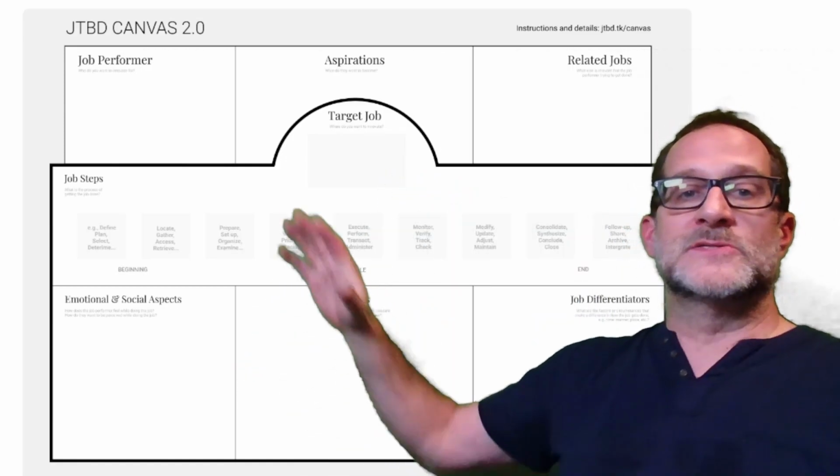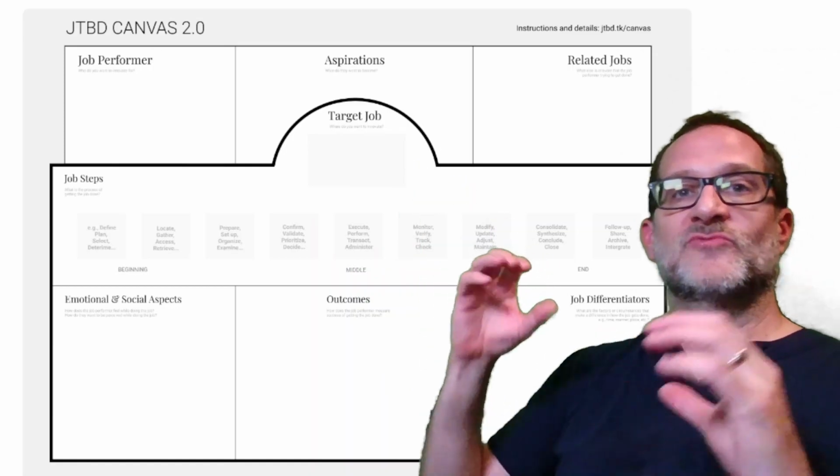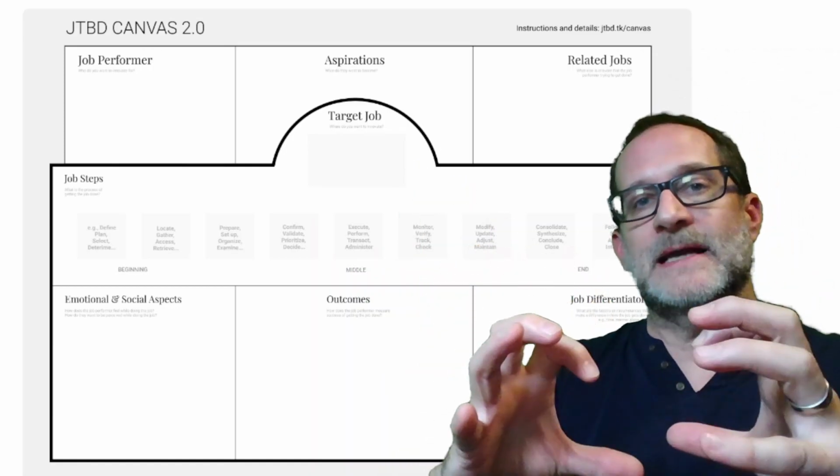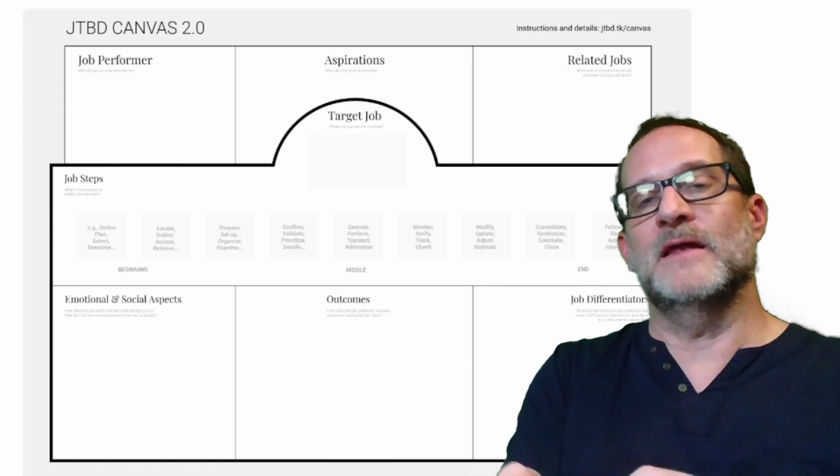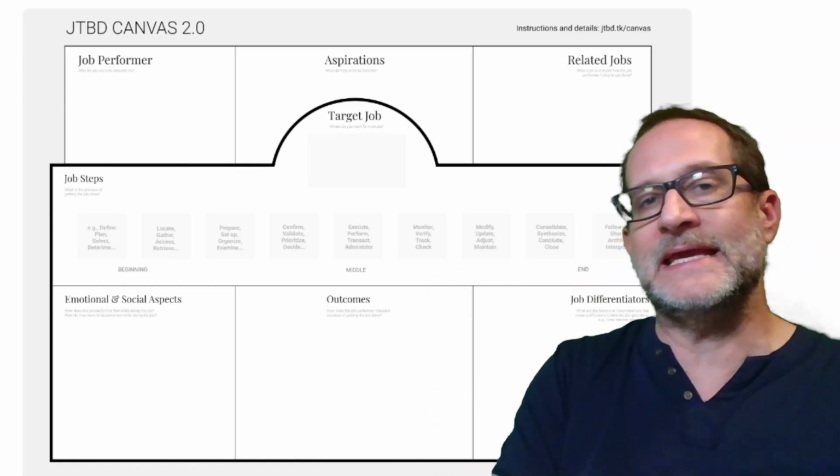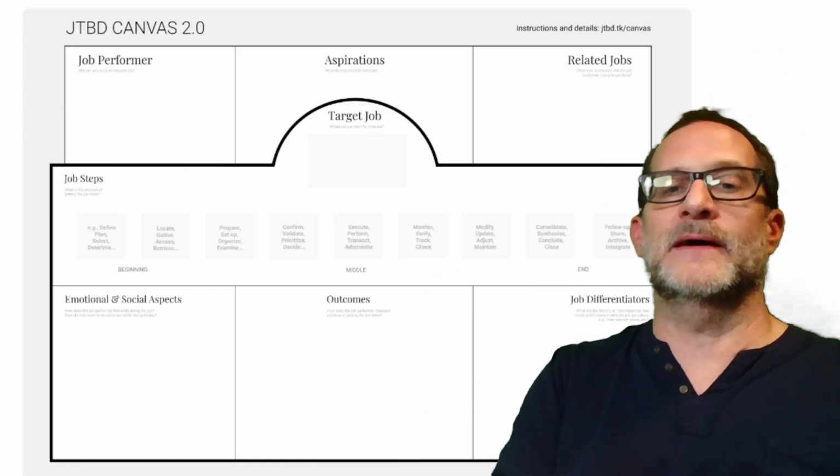So the Jobs to be Done Canvas is really focused on helping you sort and separate the elements of jobs to be done, that categorization that is so key to getting the most out of jobs to be done.